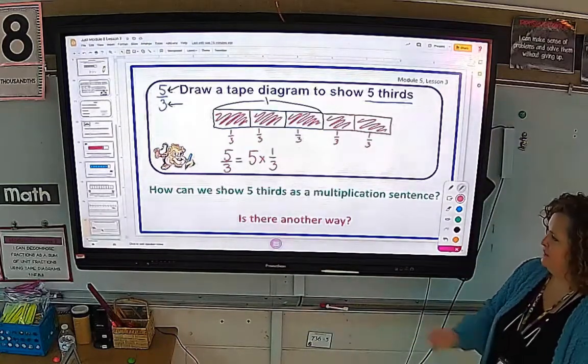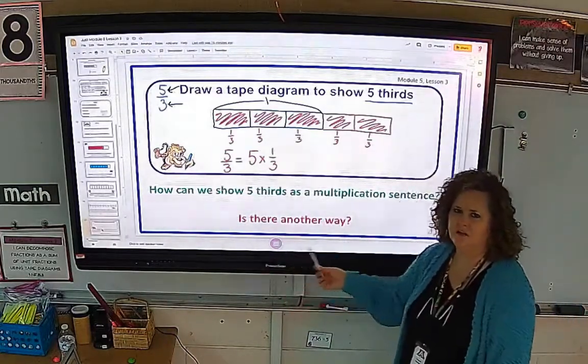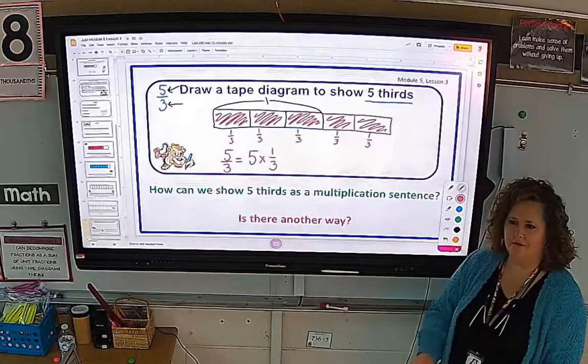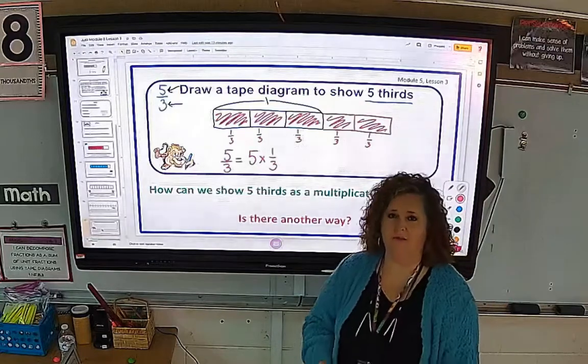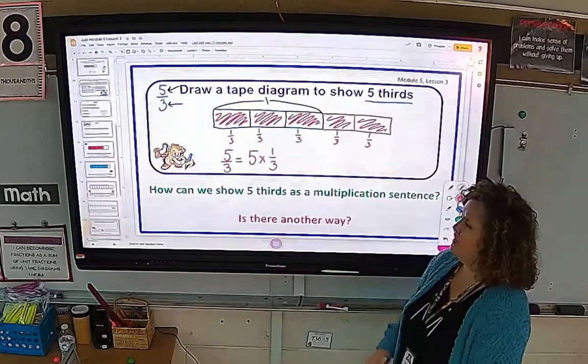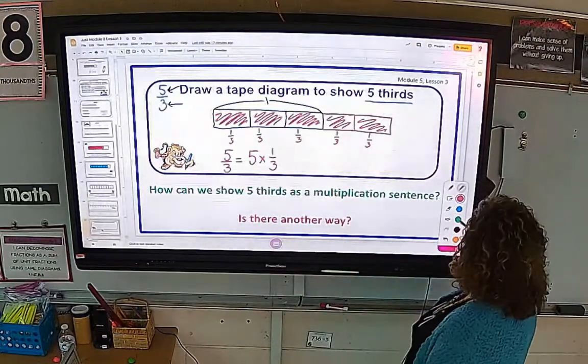Okay. Now this pink question here is saying, is there another way? And there is. We've talked a lot this year that there is more than one way to solve a math problem. And so there is another way to look at this, and let me show you what they mean.